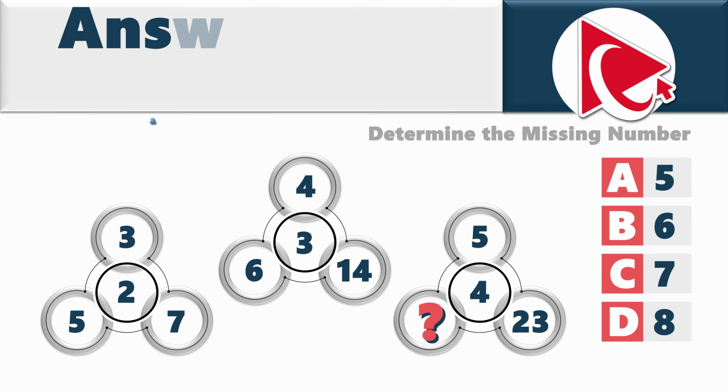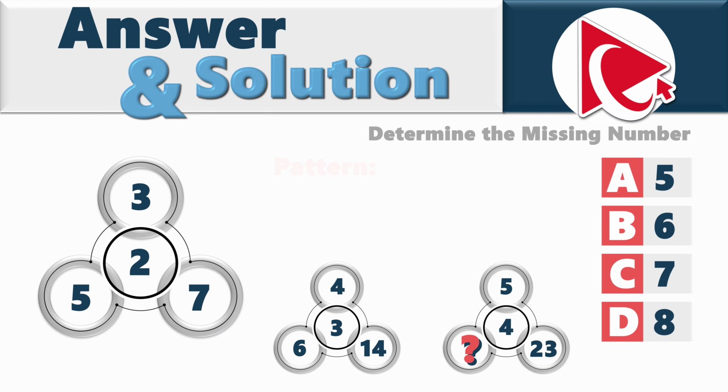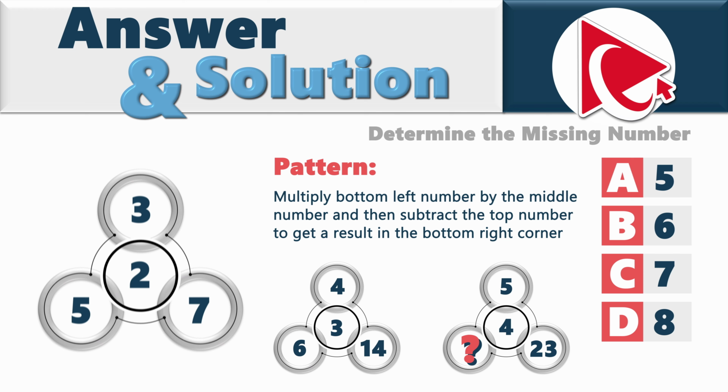Just like in the magic trick, the answer might surprise you. But the pattern here is rather simple. You need to multiply bottom left number by the middle number and then subtract the top number to get to the result in the bottom right corner. Let's look at the example.